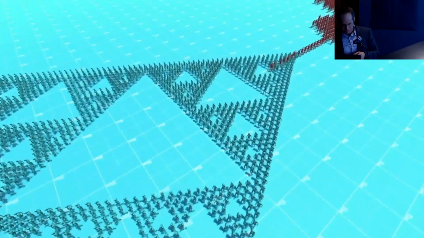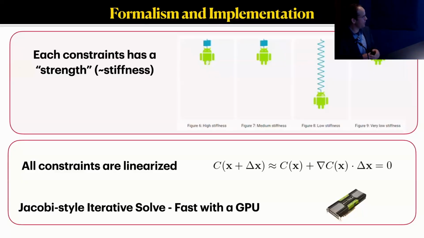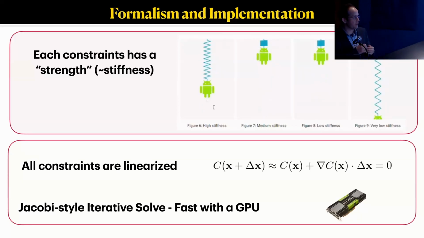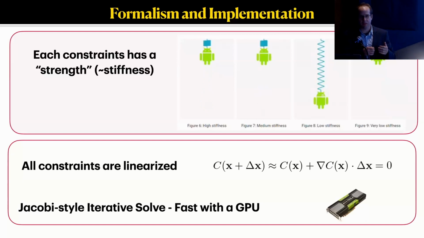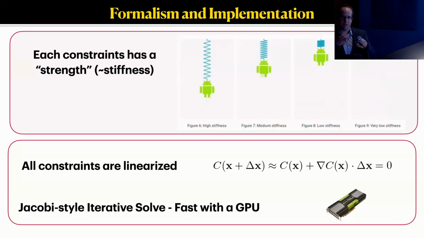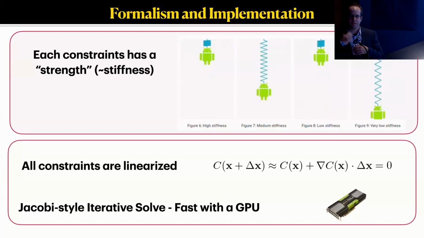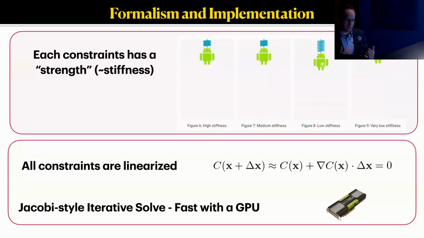So, a couple of formulas and implementation. In our framework, every constraint has a stiffness or a strength. You can see that as a measure of how fast it wants to resolve that constraint. For example, if you want to avoid collisions, you want to avoid them now, not later. So that's a very high stiffness. If it's a long range collision, you tweak it to a lower stiffness, so you don't have to observe it immediately.